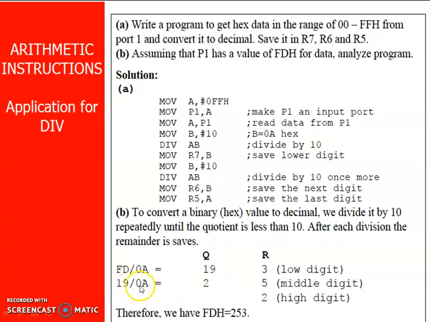So once again 19 divided by 10. Actually in decimal if you take, it is 25 divided by 10. So 2 will be the quotient and 5 will be the remainder. Okay, and then the quotient is less than 10, so we have to stop the division process, and the values have to be stored in this fashion. It is 253, which is the decimal equivalent of the data FDH.